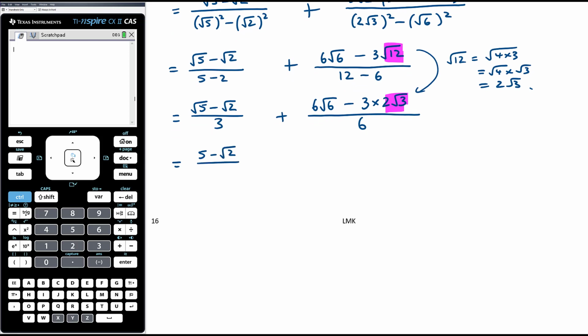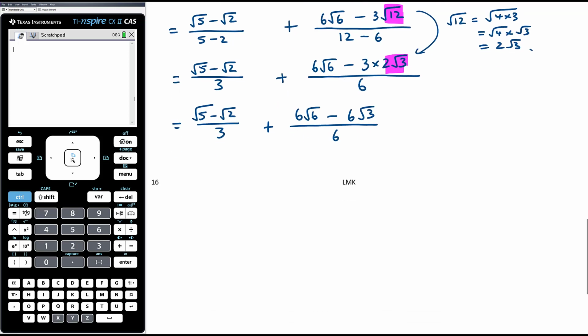Root 5 minus root 2 on 3, plus 6 root 6 minus, now that's 6 root 3, all over 6. Now, before we focus on common denominator here, this fraction has a nice common factor of 6, but actually, now what we could do is we could divide everything by 6. We could do this in a number of different ways, but we want to try and be as efficient as we can. So what we could recognise is everything's got a common factor of 6 there, so that's actually just root 6 minus root 3 over 1, but we don't have to write that.